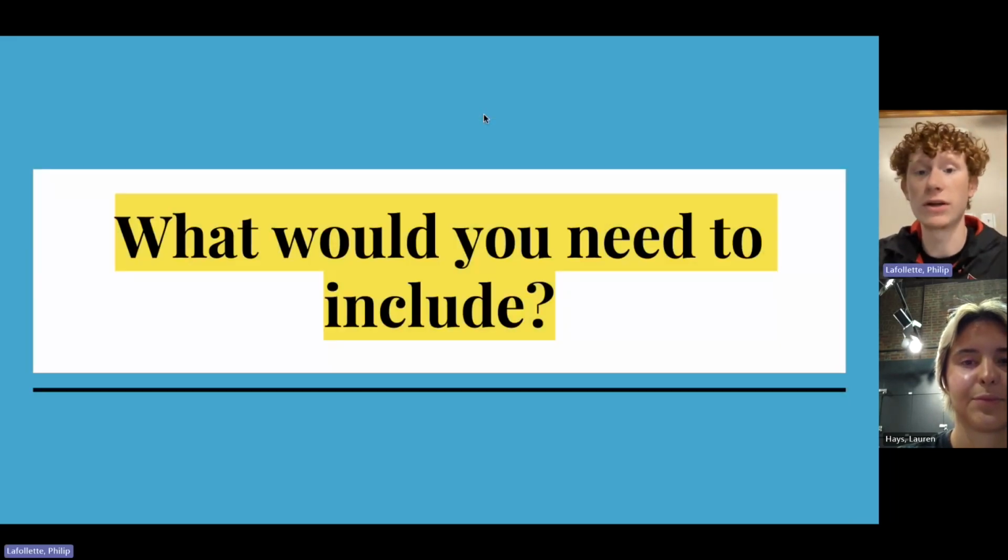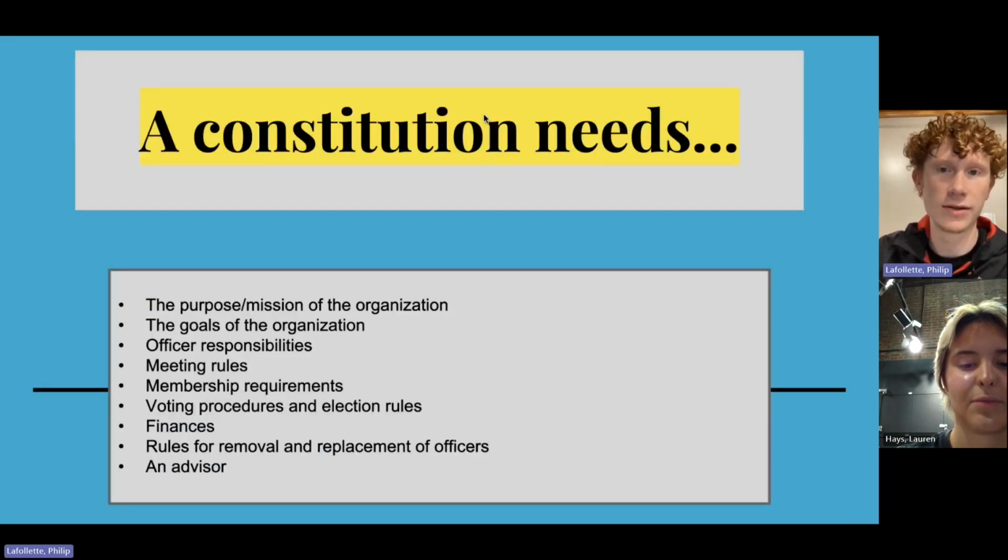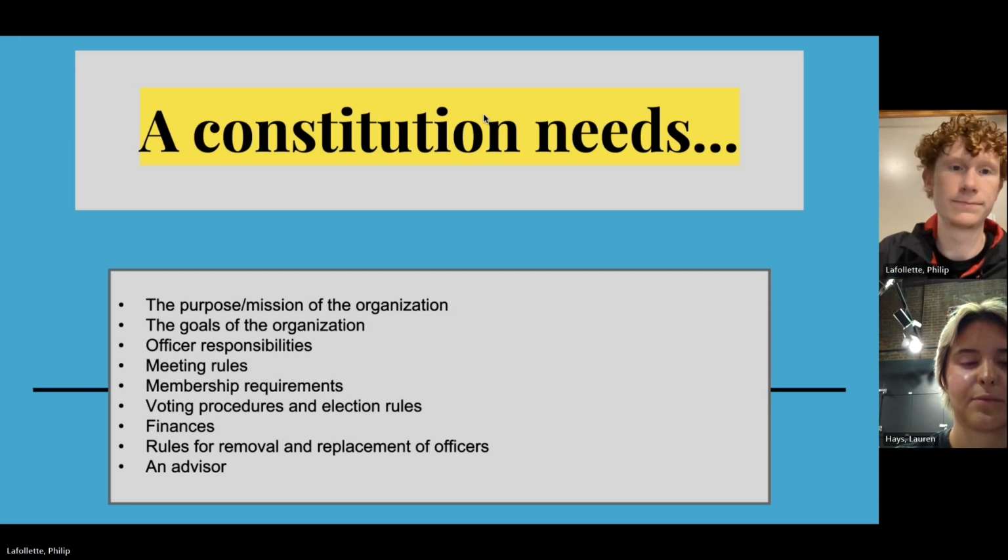So, what would you need to include in your Constitution? A Constitution needs the purpose and the mission of the organization, goals, officer responsibilities, meeting rules, membership requirements, voting procedures, finances, rules for removal and replacement, and it needs to outline who your advisor would be.